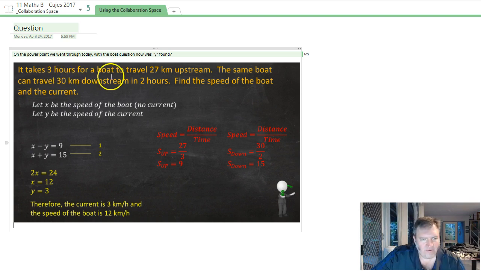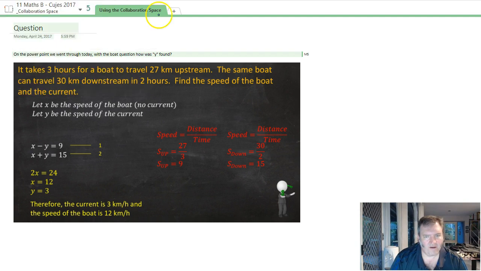So this one here: 3 hours for a boat to travel up 27 kilometres upstream, and travelling downstream, it travelled 30 kilometres in 2 hours. And remember I said it's probably easiest if you draw a little picture to help you out while you're doing this. So let's see if I can get that diagram happening. It doesn't need to be particularly complicated. So the stream I'm going to have running that way. That's the direction of the current.